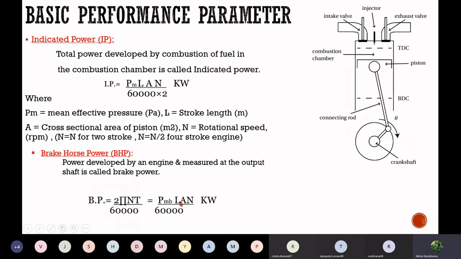Now specifically for the engine, we can also derive the brake power by means of this equation, the previous equation P L A N by 60, where now this P is the brake mean effective pressure. Previously it was mean effective pressure. In a later stage, I will elaborately explain the difference between mean effective pressure and brake mean effective pressure. So from that equation also we can get an idea about brake power.